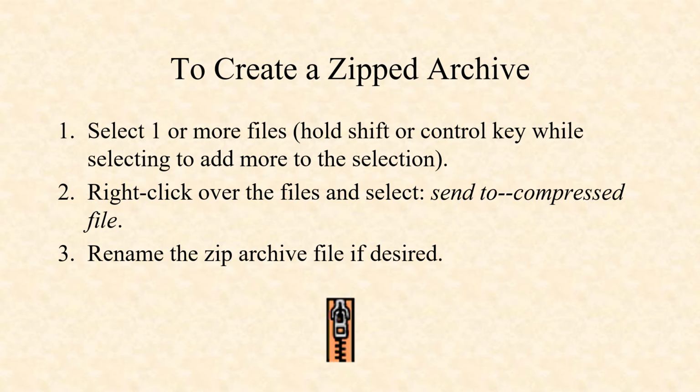To create a zipped archive, it's really easy, and we just reverse the process. And in the Windows world, it's very easy. You're going to go into some folder, select some files, again using Control A or using the Shift or the Control key while selecting. And then you're going to right-click and say Send to a compressed file, and then just change the name of the archive. Let's take a look at how that's done.